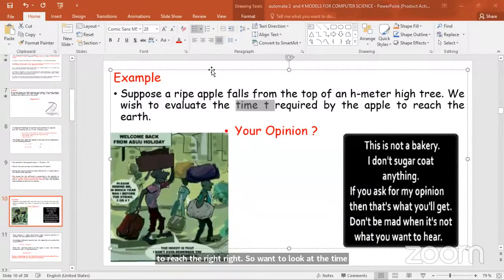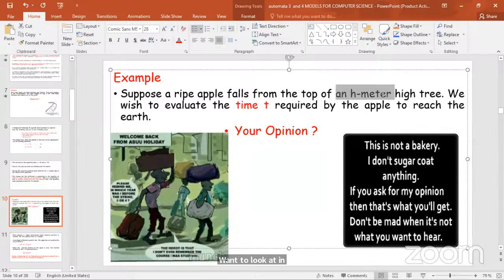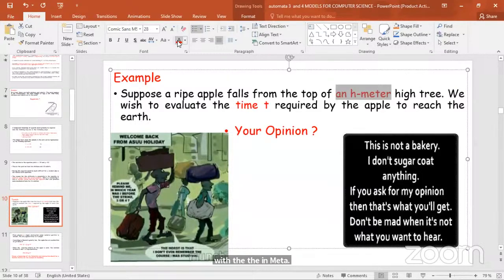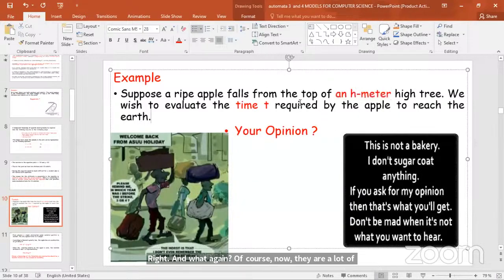Right? And we want it in relation with the height in meters, right? Of course, now there are a lot of silent notations here. So we say, suppose a ripe apple falls from the top of a tree, we wish to evaluate the time t required for the apple to reach the earth.